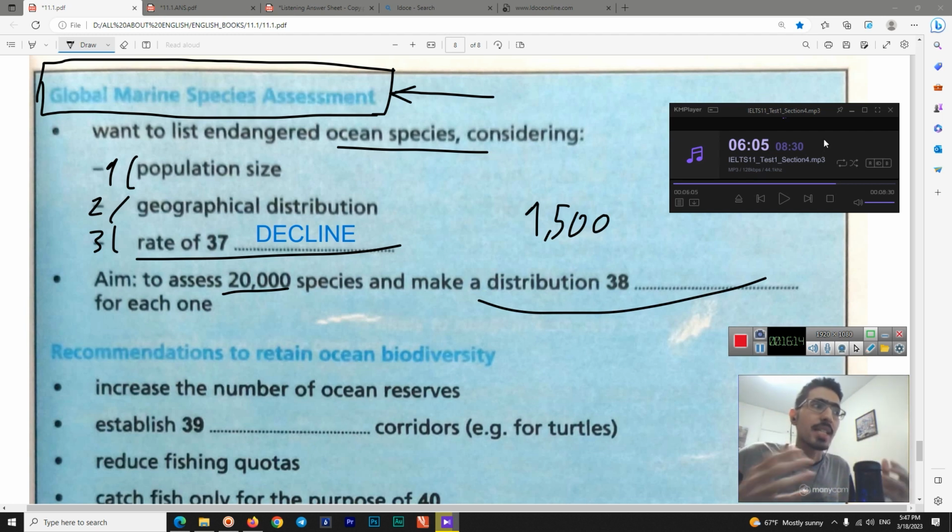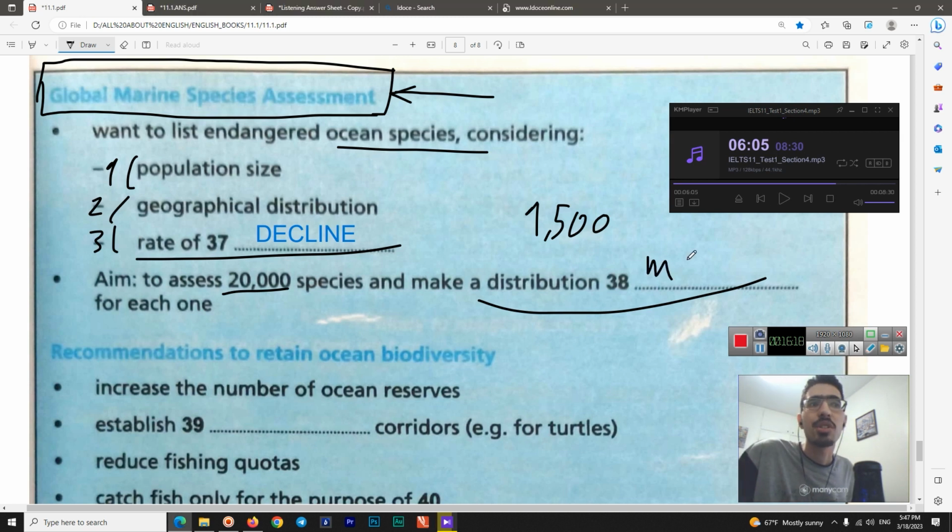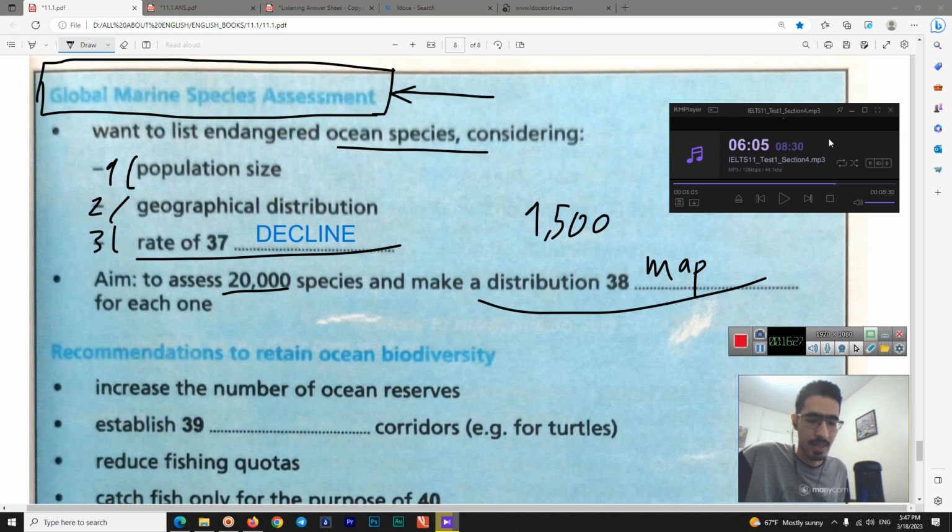So what is it? It's a distribution map, right? A map that shows the distribution of something can be called a distribution map, and that's the best noun that you can find in these last recent words. Listen again. For each one they assess, they use the data they collect on that species. Data doesn't fit here. Distribution data. Distribution of species, that's number 2.